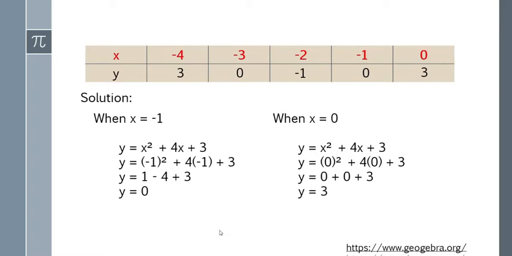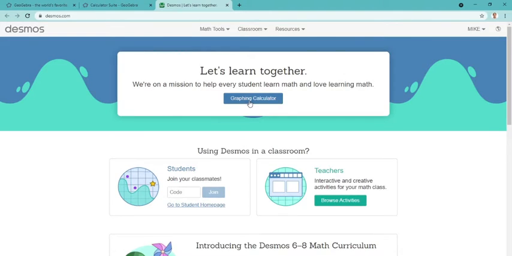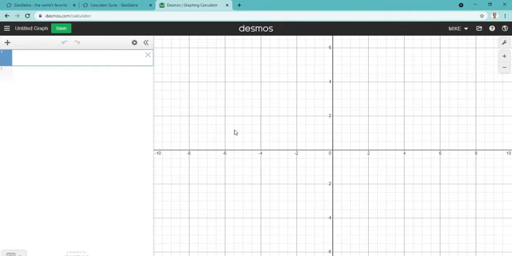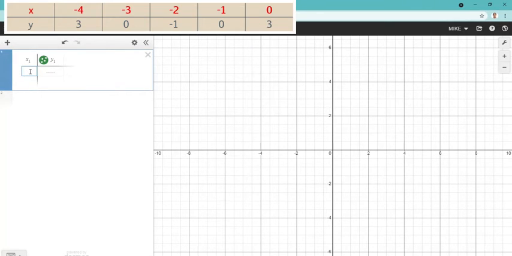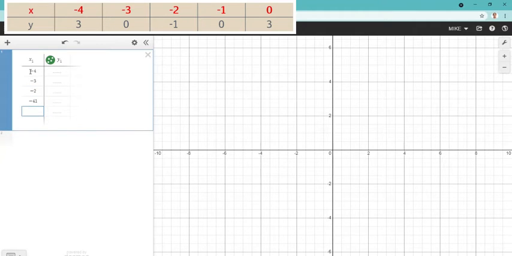Back to your PowerPoint. Pwede nyo gamitin yung Desmos. On Desmos.com, ganito rin naman siya, graphing calculator. All you have to do is to plot the points. Let's say, table of values. Ano yung mga value of x natin? So -4, -3, -2, -1, and 0.